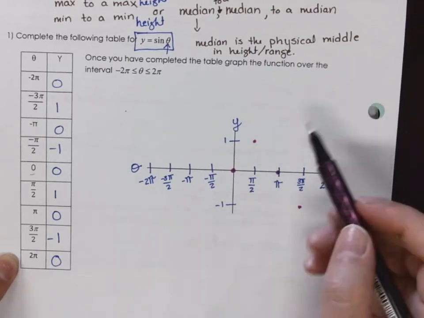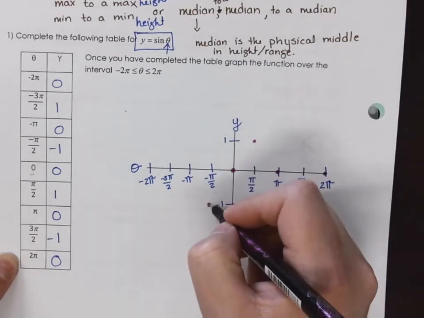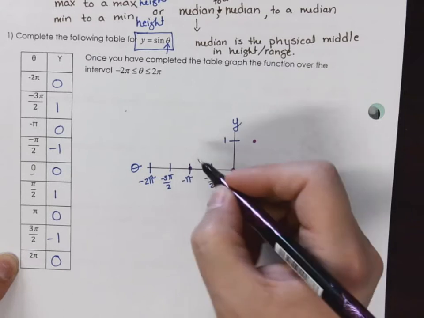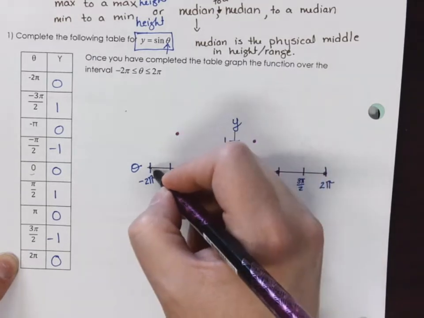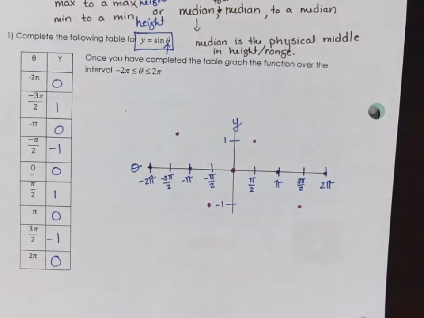Now let's go backwards. Not the reciprocal, because you can't reciprocate 0. So now I'm going to connect all my dots.